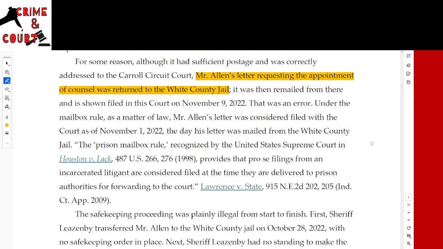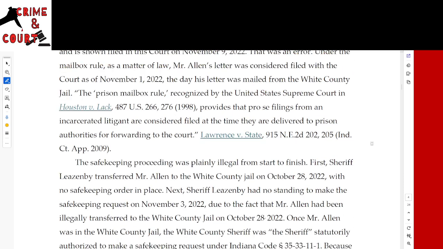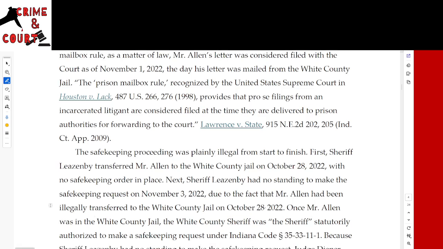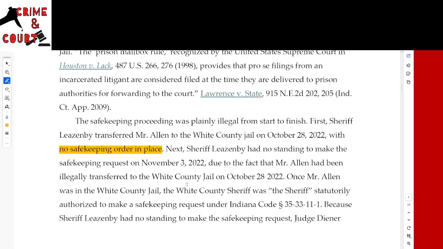Bam! And that's Lawrence versus State. The safekeeping proceeding was plainly illegal from start to finish. First, Sheriff Lesenby transferred Mr. Allen to the White County Jail on October 28th, 2022, with no safekeeping order in place. Next, Sheriff Lesenby had no standing to make the safekeeping request on November 3rd due to the fact that Mr. Allen had been illegally transferred to the White County Jail on October 28th.